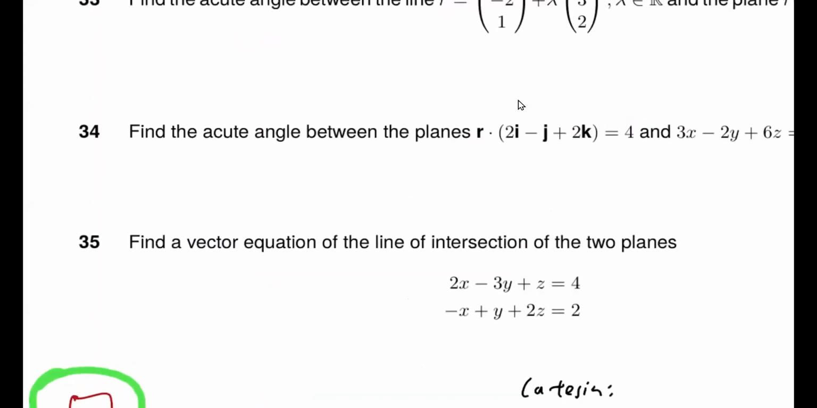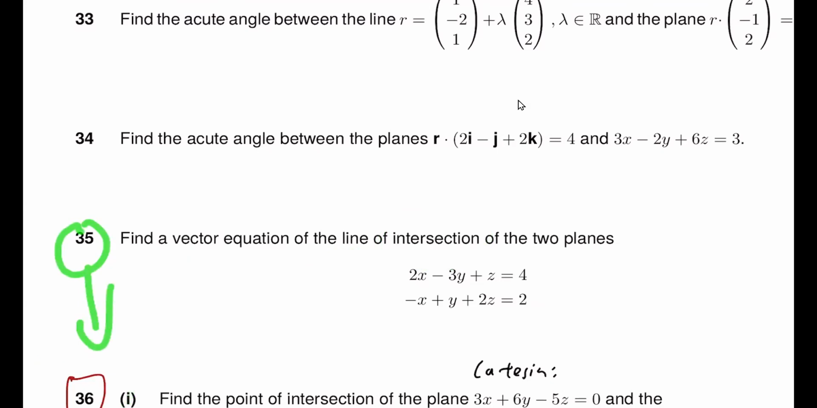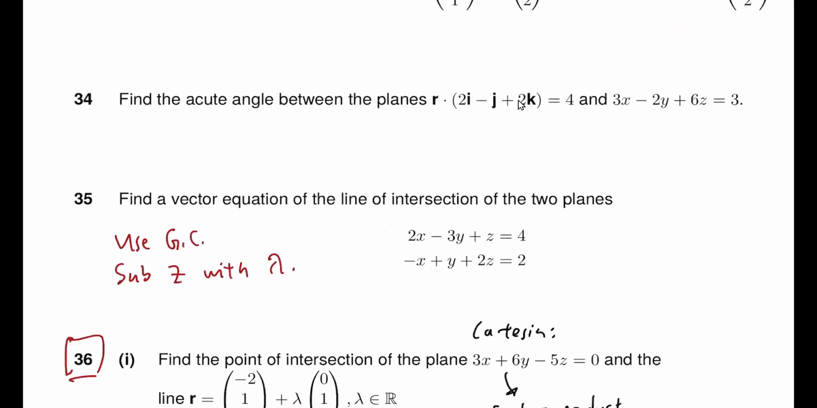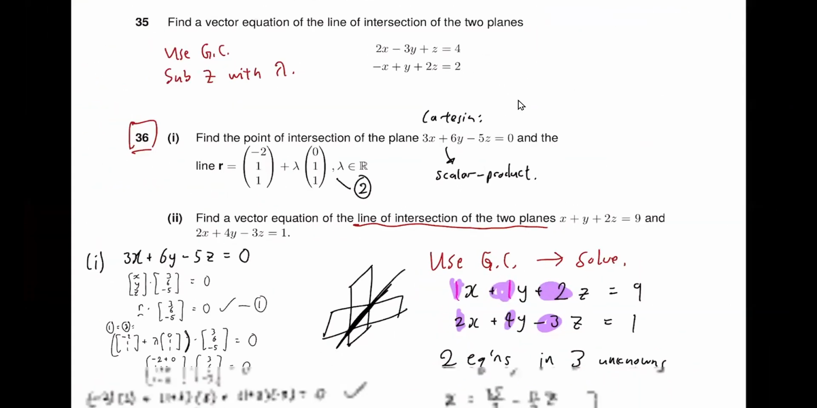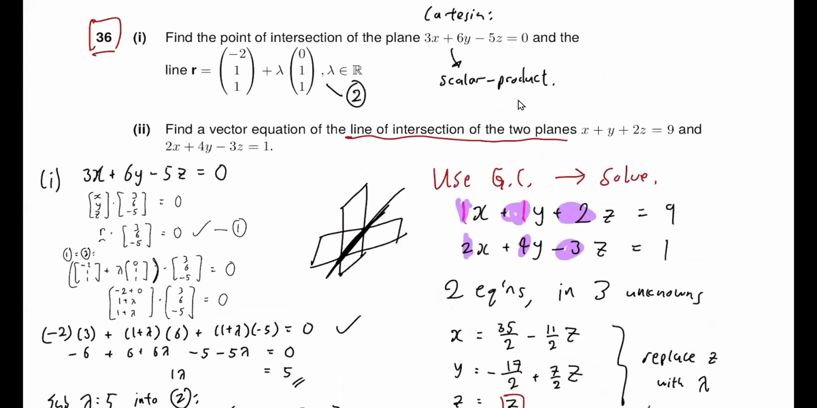So for question 35, vector equation of the line of intersection of 2 planes. Easy. It's the same as question 36 part 2. Just use GC. Use GC, sub z with lambda. Just follow the procedure over here. Okay, good. I'll leave that to you.